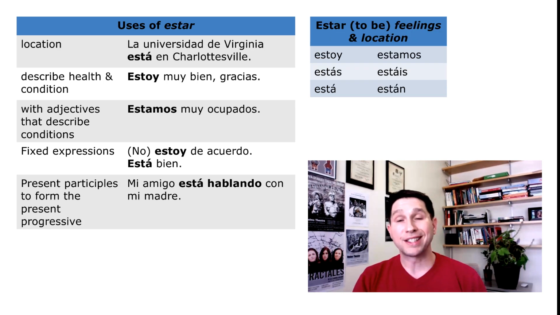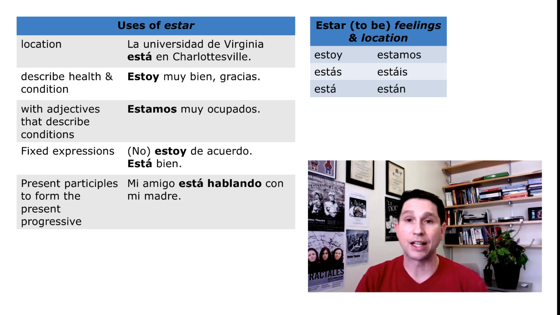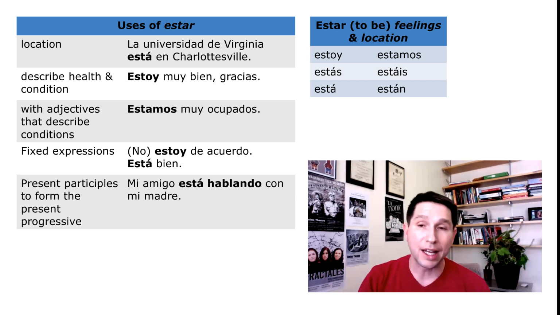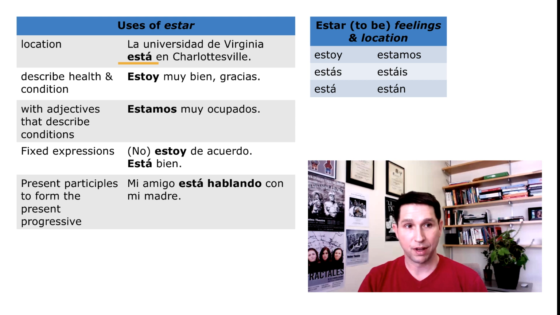The next verb is estar, the other to be verb. Estar is normally associated with temporary feelings and location. Its conjugations are estoy, estás, está, estamos, estáis, y están. The uses of estar. Location. La Universidad de Virginia está en Charlottesville. To describe health and condition. Yo estoy muy bien, gracias. With adjectives that describe conditions.